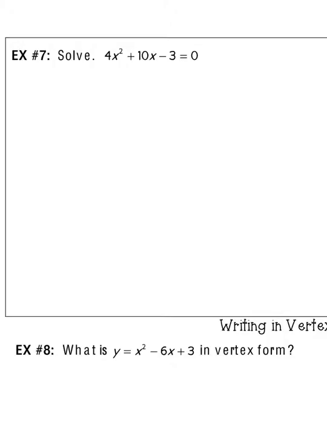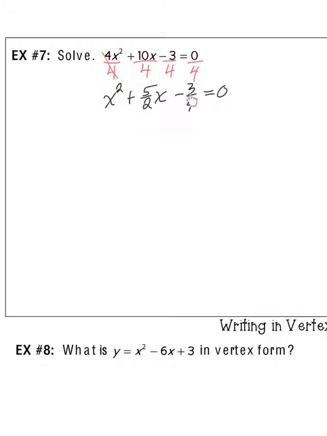So for example 7, it's going to have a whole bunch of fractions in it, but you can deal with fractions. But the first thing that I notice is we have a 4 here. So when I divide everything by 4, and this is a perfect example of one I wouldn't use completing the square, but I want to show you that you could still complete the square even though it's going to be a smidgy bit ugly. So we're going to start by dividing everything by 4 so that x squared has a coefficient of 1. So then we're left with x squared plus 10/4 reduces to 5/2 x minus 3/4 is equal to 0.